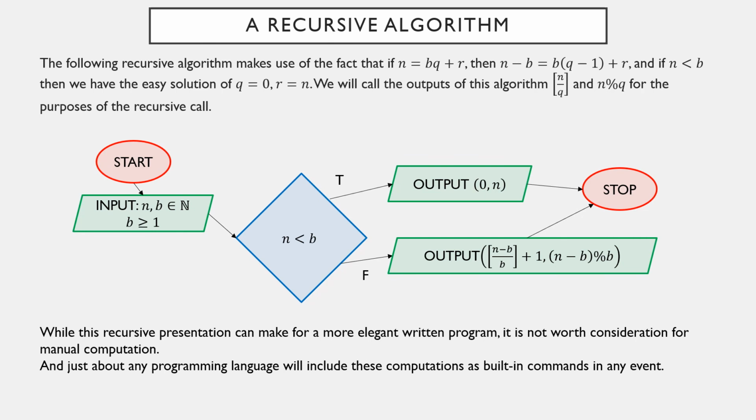That said, this is a really convenient way to write a program. It makes for a very short written program, much shorter than the iterative algorithm on the previous slide, but it's really not how we're going to do it by hand. So for manual computation, we're probably not going to touch this. Also, just about any programming language actually has these quotients and remainders as perfectly good built-in commands that you don't need to write your own algorithms for. But hey, it's worth going over and seeing how they work.